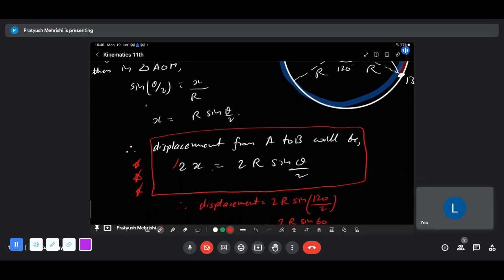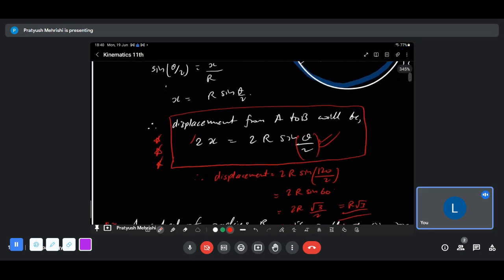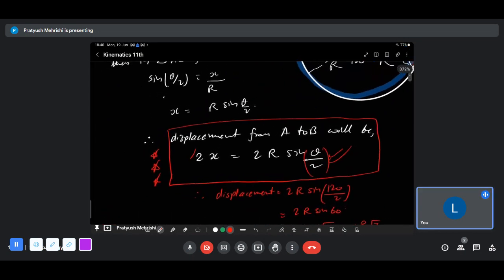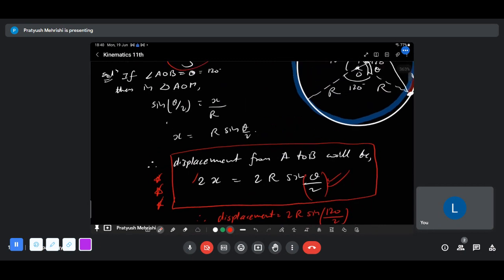Displacement from A to B is 2r sine theta by 2. This formula you can use anywhere. This is a standard formula. It is useful for circular motion: whenever a body is moving in a circle, the displacement will be given by this formula.